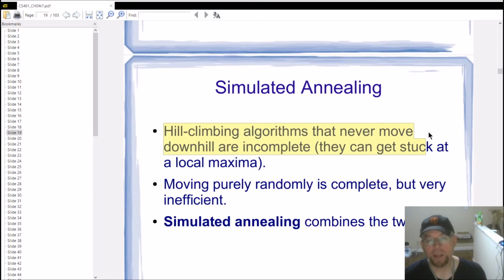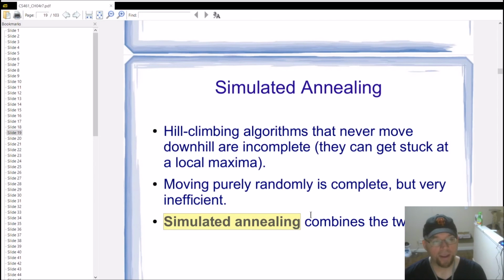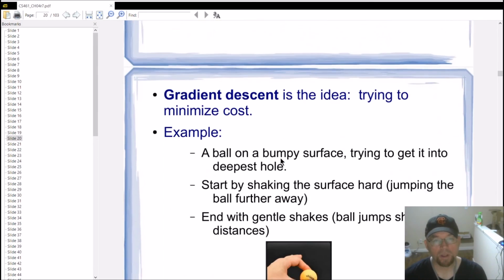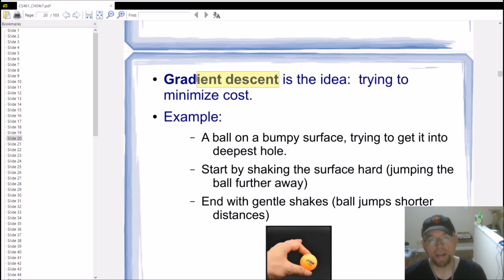Now, doing that random movement that we talked about a second ago, it's complete, but it's inefficient as heck. So what simulated annealing strives to do is to combine the two ideas. Put some randomness in there, and have the ability to move downhill. Okay, so the idea is gradient descent, and what you're trying to do is minimize cost.